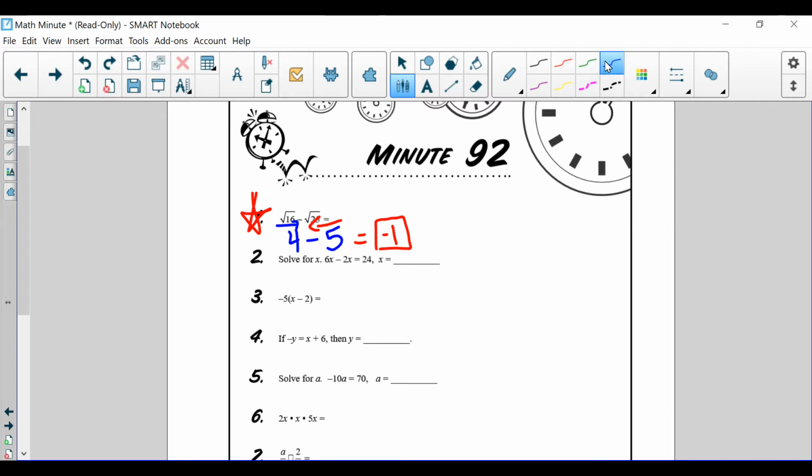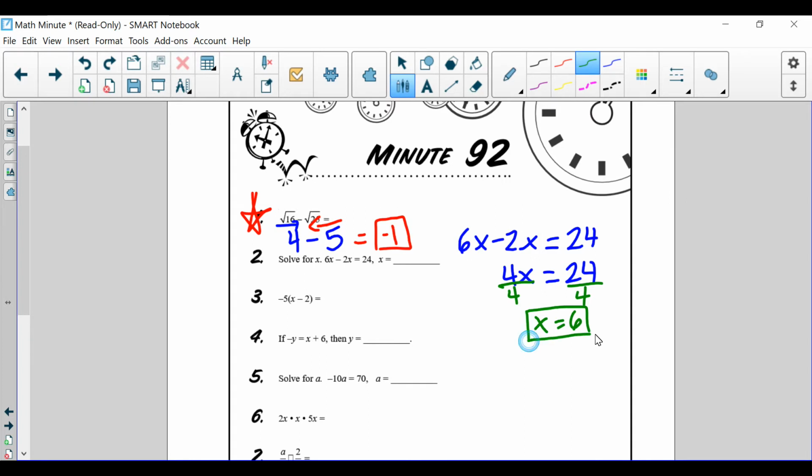Next one, let's go over this one. It says 6x minus 2x is equal to 24. Well, if we do that, remember with these ones, we can always combine like terms. So we know 6x minus 2x, that's going to be 4x. 4x is equal to 24. Then we're going to go ahead and divide by 4. We do to one side, do to the other. And we get x is equal to 6. Did you get x is equal to 6? If you did, nice work.